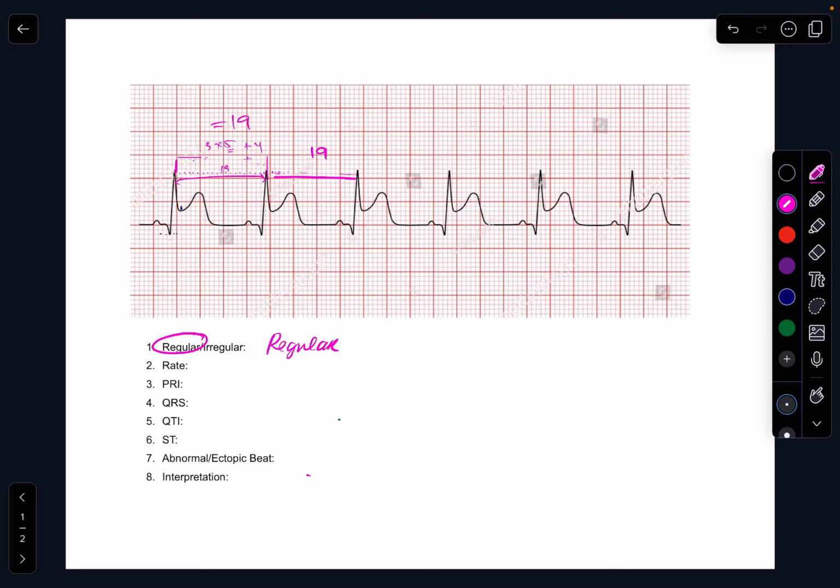Now I'm going to determine the rate. My go-to is usually the 6-second strip just because it's easier and faster. And I literally count the big boxes. How many big boxes are there? We need to have 30 big boxes in order to have a 6-second strip. So this is 1, 2, 3, 4, 5, 6, 7, 8, 9, 10, 11, 12, 13, 14, 15, 16, 17, 18, 19, 20, 21, 22, 23, 24.